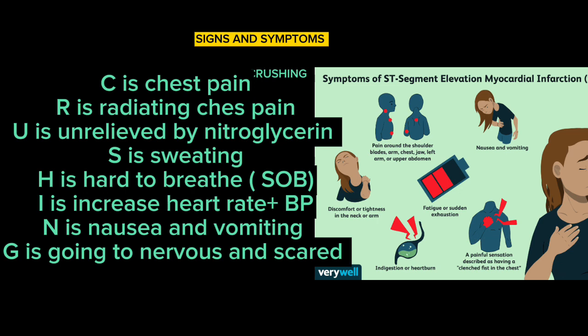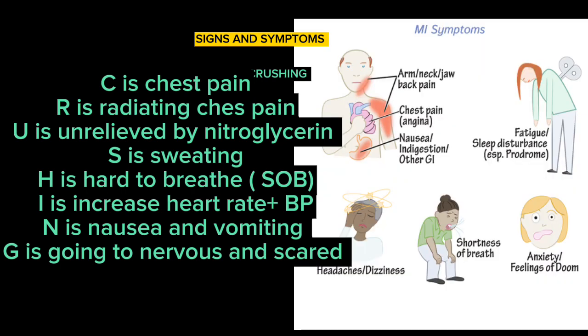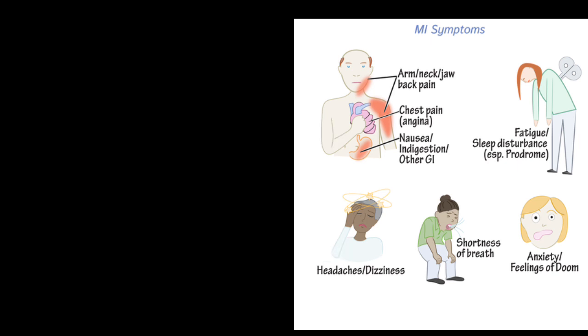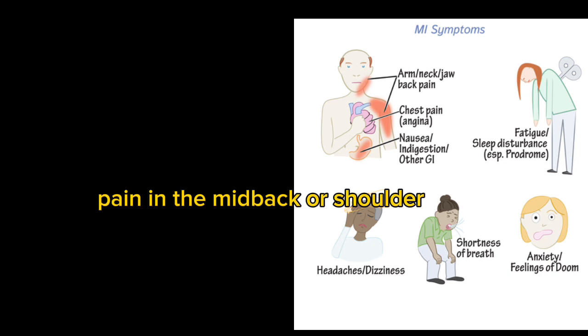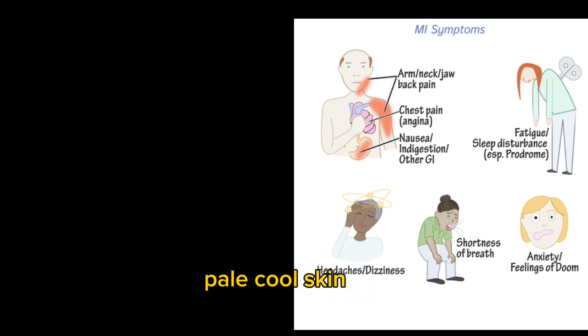I, increased heart rate, increased BP or irregular heartbeat. N, nausea and vomiting. G, going to be nervous and scared. Pain of the jaw, pain of the left arm, pain in the mid back or shoulder pain, heartburn, epigastric pain, pale, cool skin.